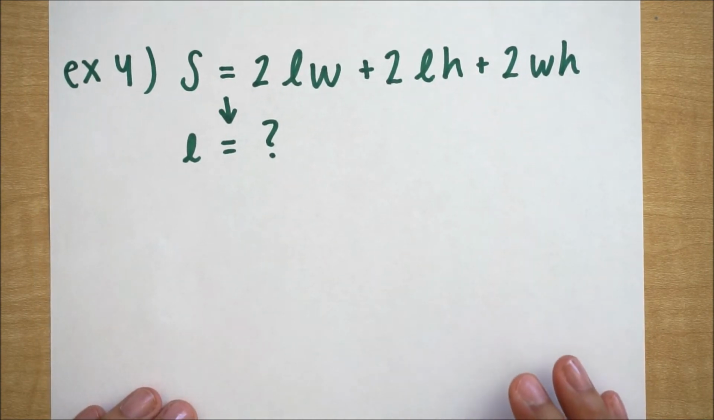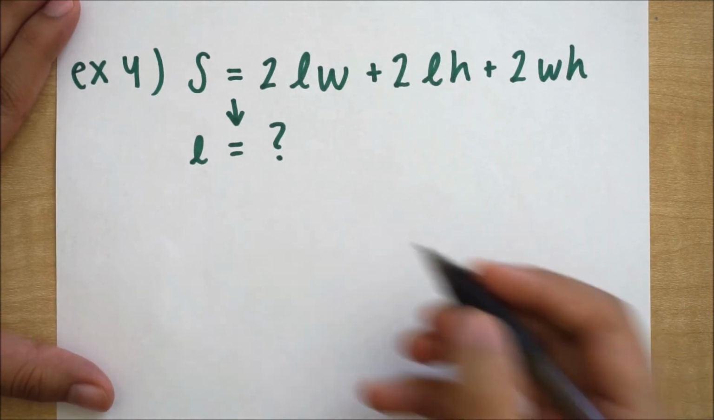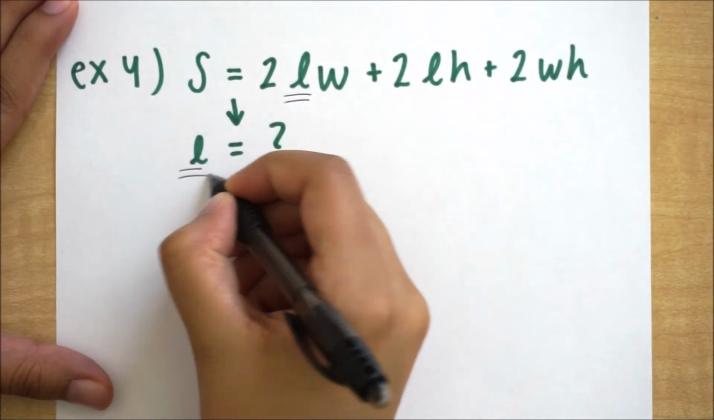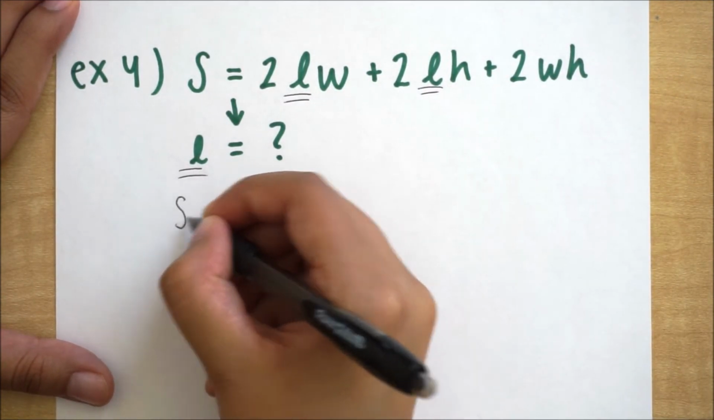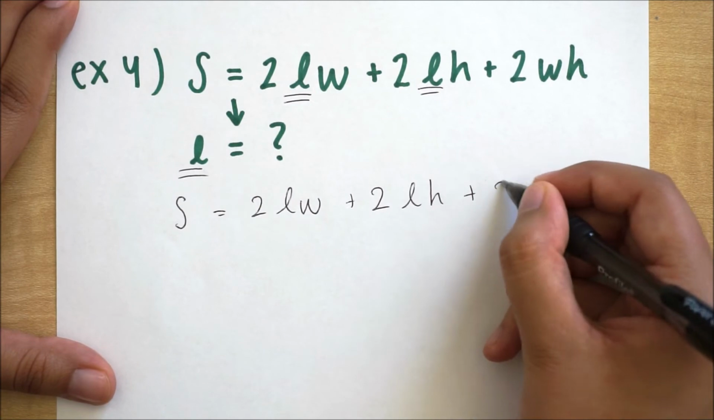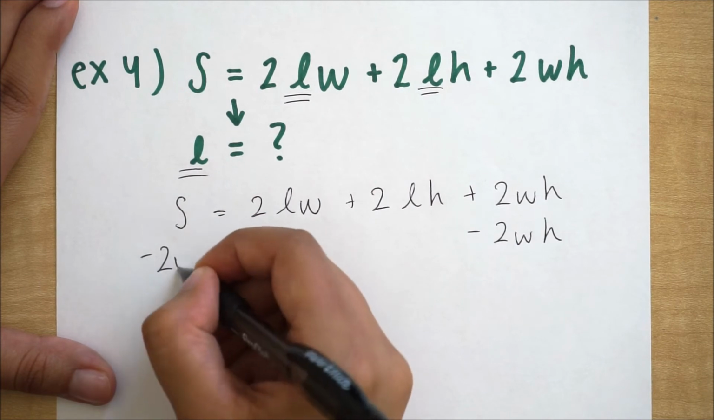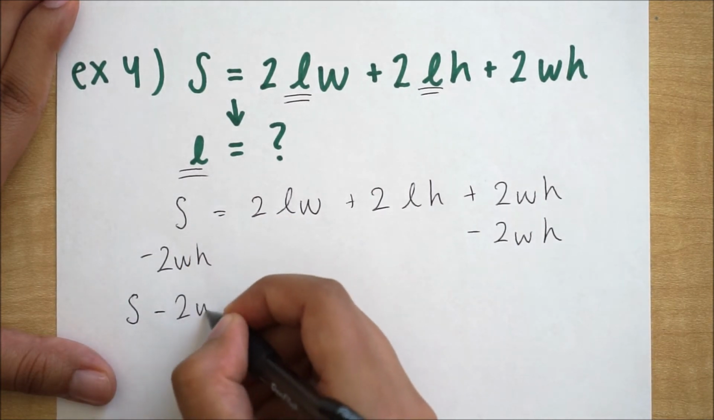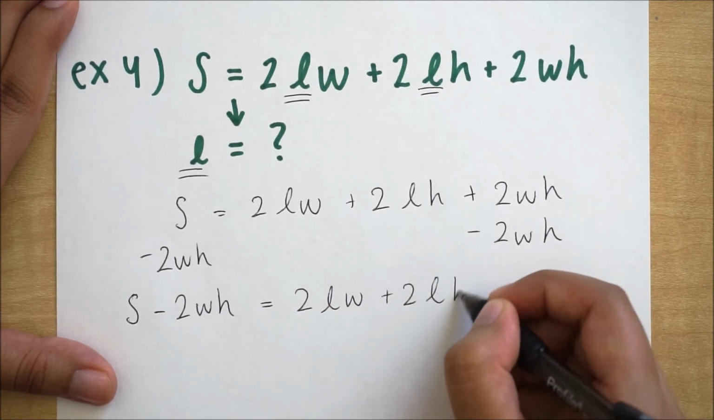Okay, now we have a question like this. This has a lot of variables in it. We've got surface area, that's what S is, length, width, height. In this question, what we're trying to do is solve for the variable L, which is length. So first we locate it. Where is it in our equation? We find it, and then we try to isolate it. We see that we have plus 2WH. That doesn't have an L in it. Let's go ahead and just take that away and move that to the left side. So we'll have S minus 2WH is equal to 2LW plus 2LH.